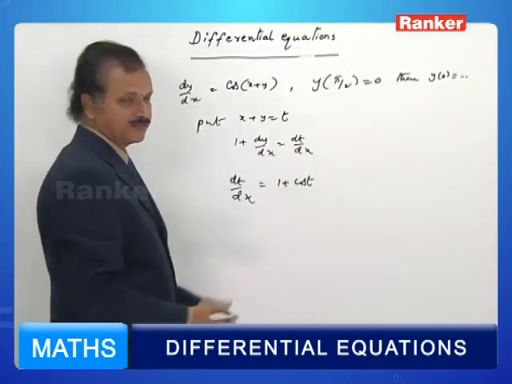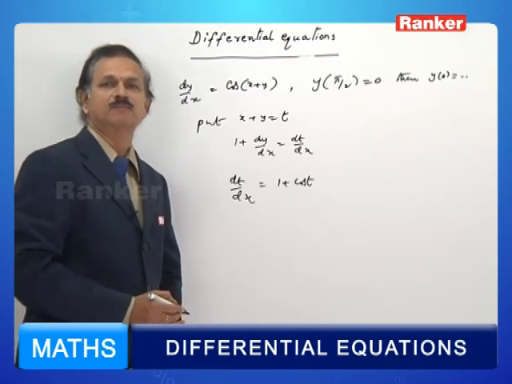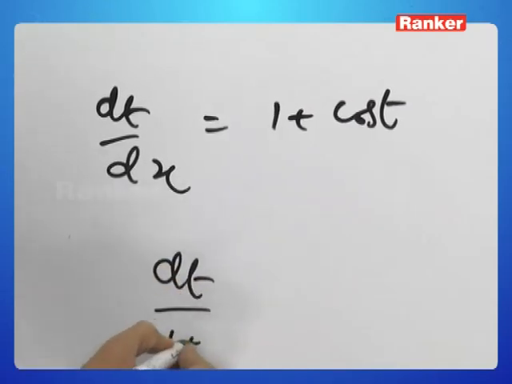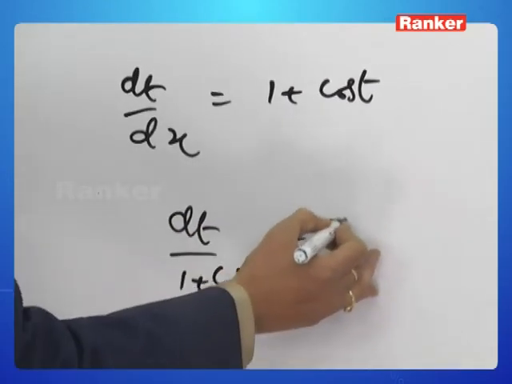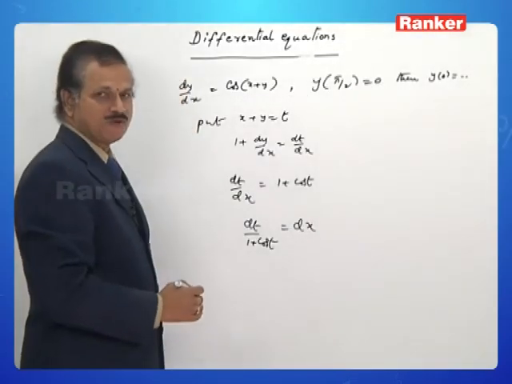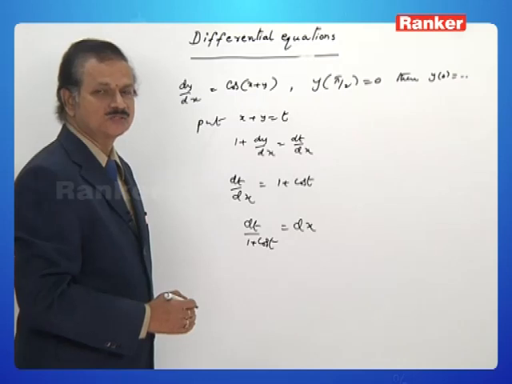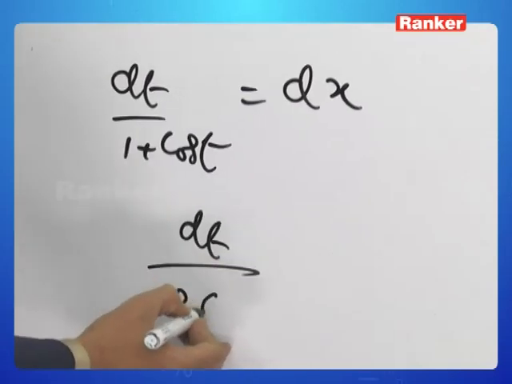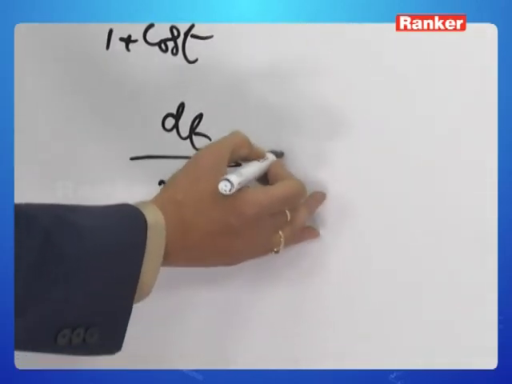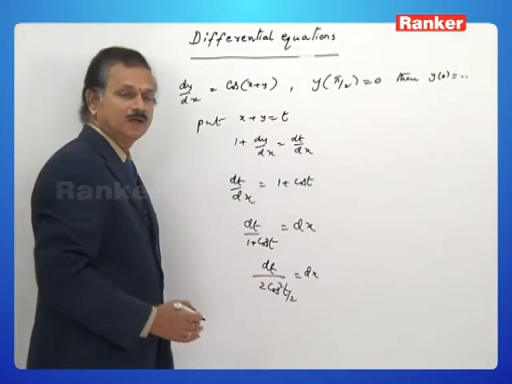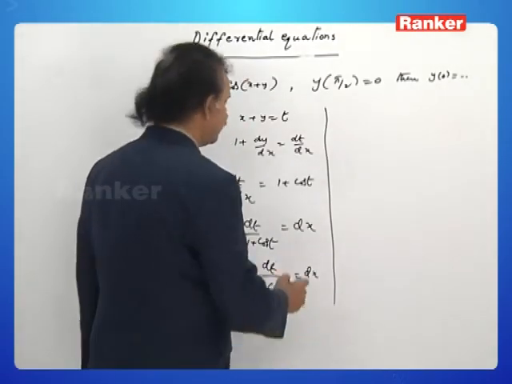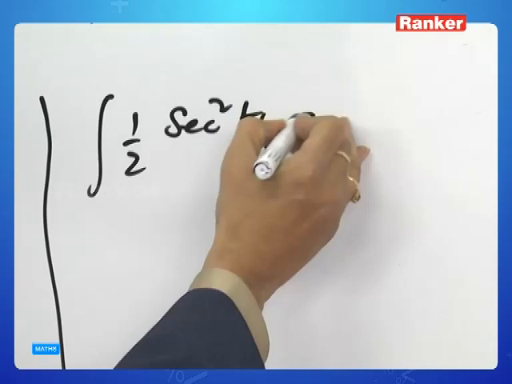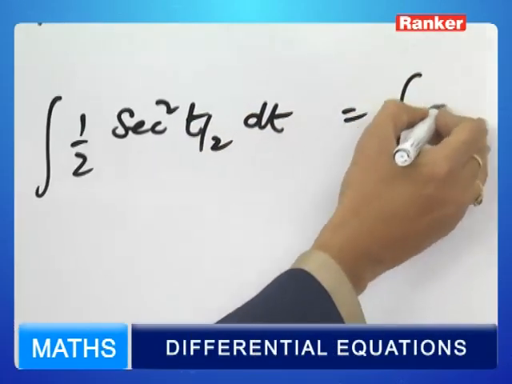Now it is directly in the variables separable pattern. Come on, bring that 1 plus cos t here. dt by 1 plus cos t is equal to dx. What is 1 plus cos t? 2 cos square t by 2, isn't it? That is dt by 2 cos square t by 2 is equal to dx. Okay, let us integrate it on both the sides. Integral of half into secant square t by 2 dt is equal to integral of dx.